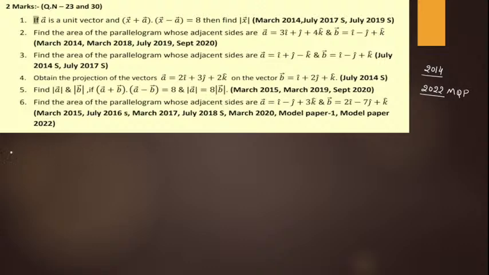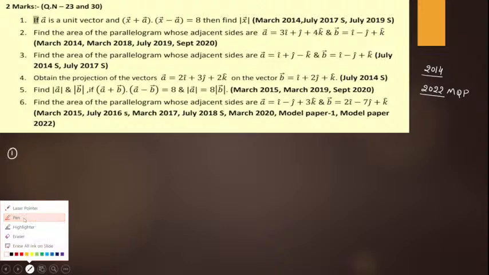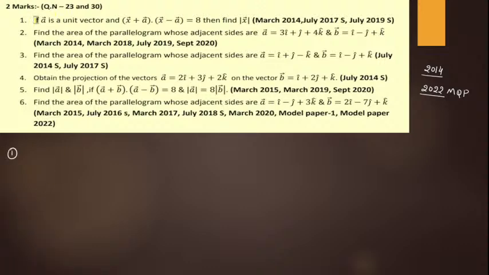Okay? So here will be the first question we will solve. The question is like this: if a is a unit vector and (x plus a) dot (x minus a) is 8 units, then find the magnitude of x vector. It is asked in March 2014, July 2017 as well as 2019 July supplementary question paper. We'll solve this question now.